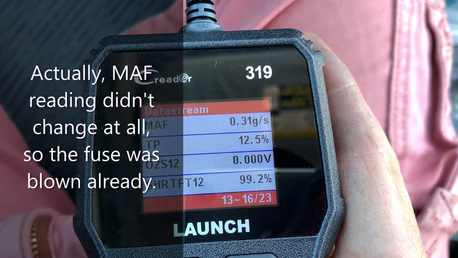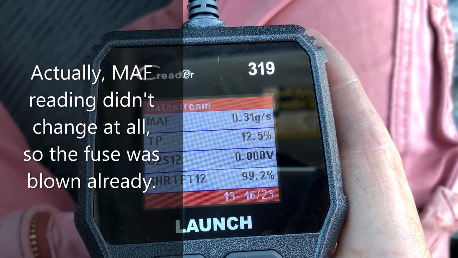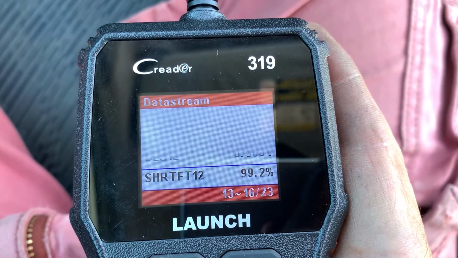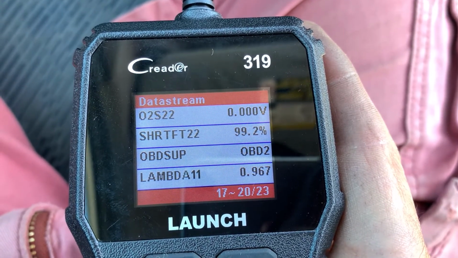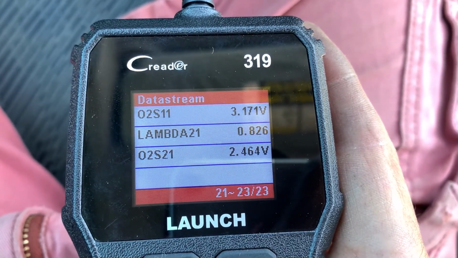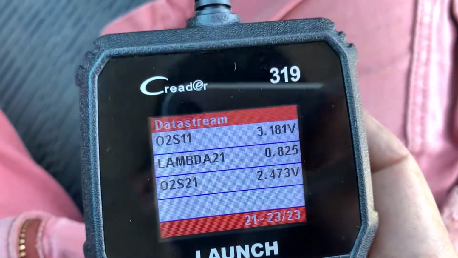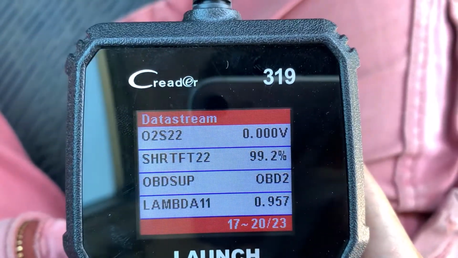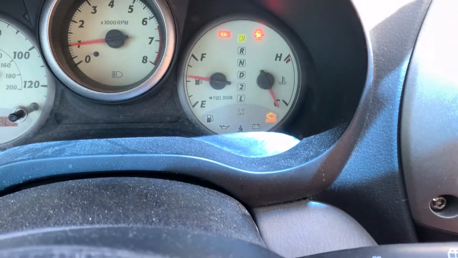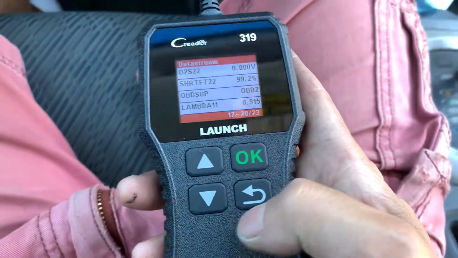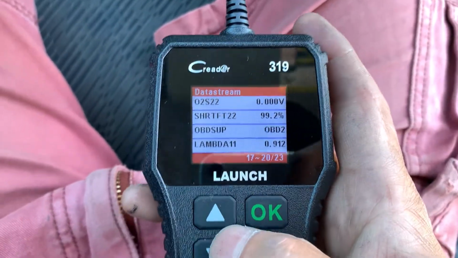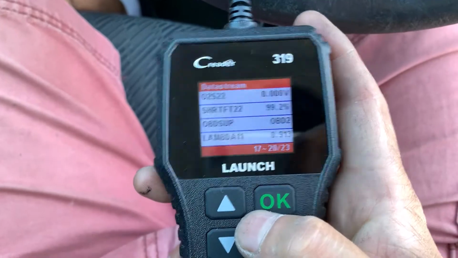MAF is working, 0.31. The oxygen sensor is 0. Why is that? And the check engine lamp is already on. I reset it by disconnecting the battery, but it came on right away. So something is going wrong.